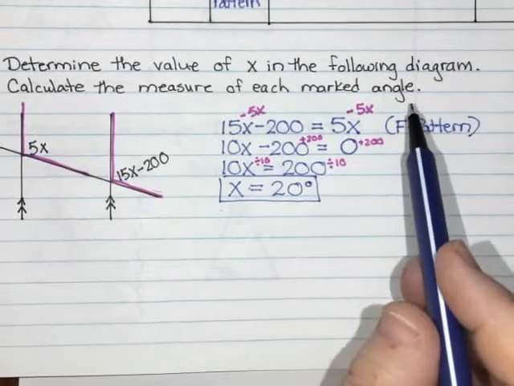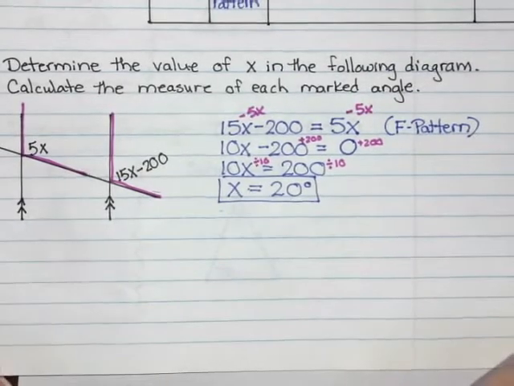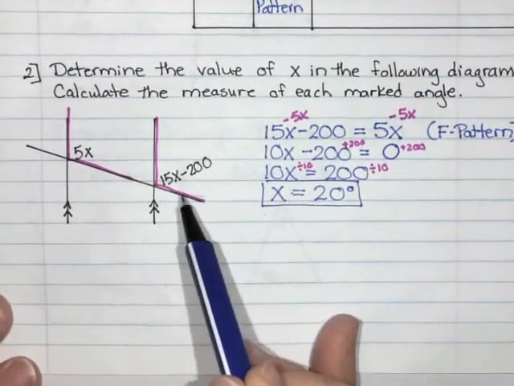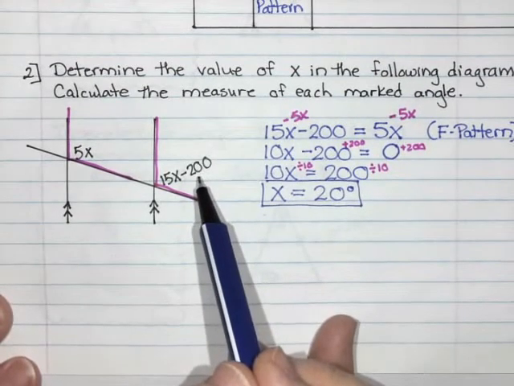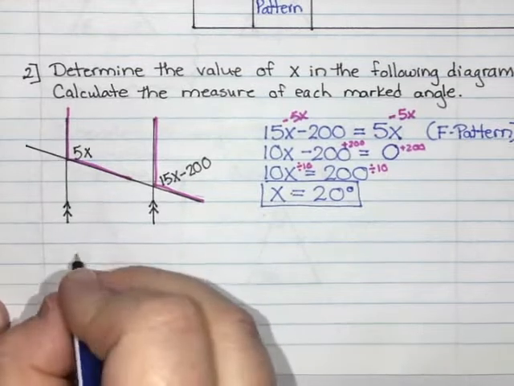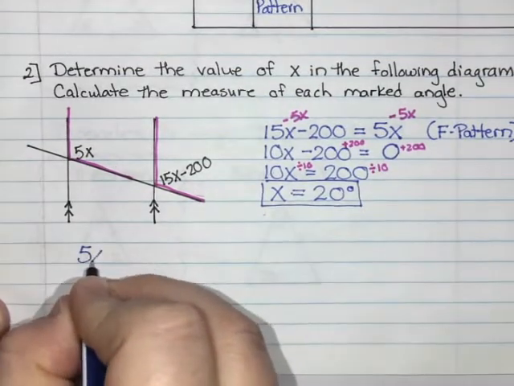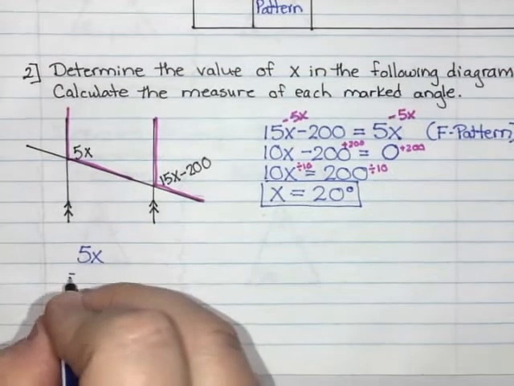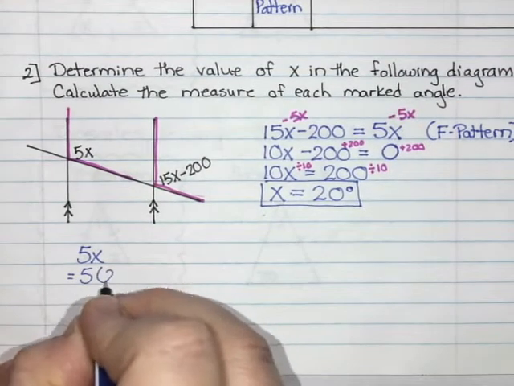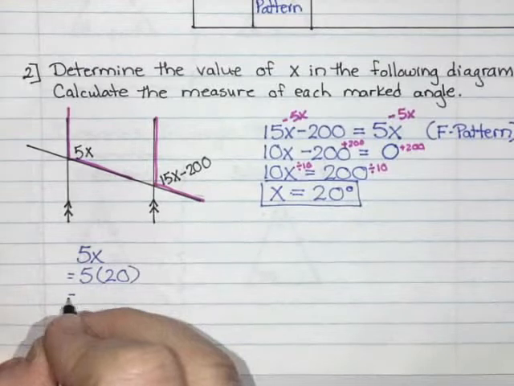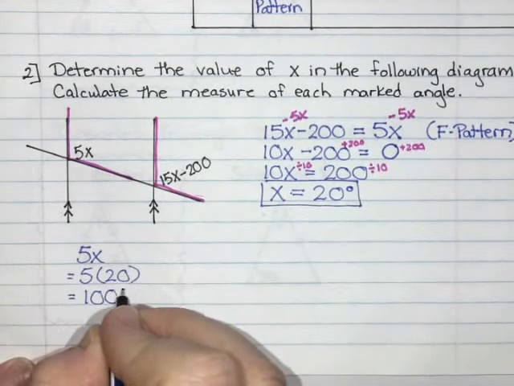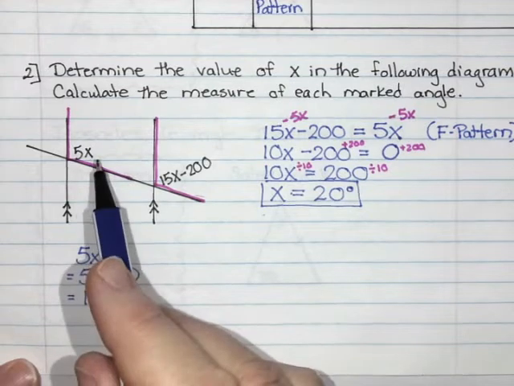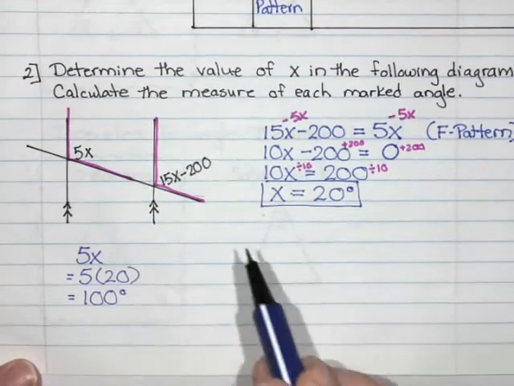But the second part of the question says calculate the measure of each marked angle. So you want to try to figure out what 5x and 15x minus 200 are. So all I'm going to do is take 5x, and everywhere I see an x, I'm going to put in my answer, which was 20. So 5 times 20 is 100 degrees. Now, that would be an obtuse angle. It's bigger than 90. That looks like an obtuse angle, so that's pretty good.